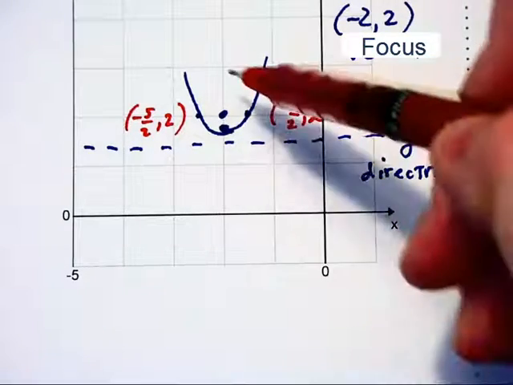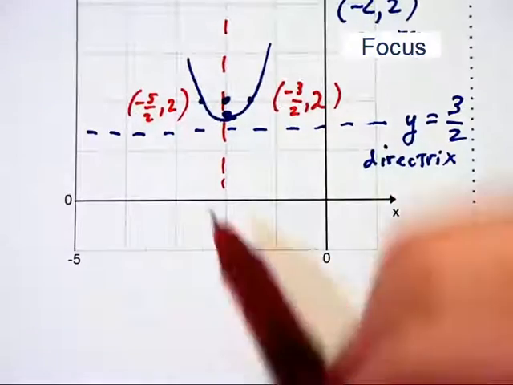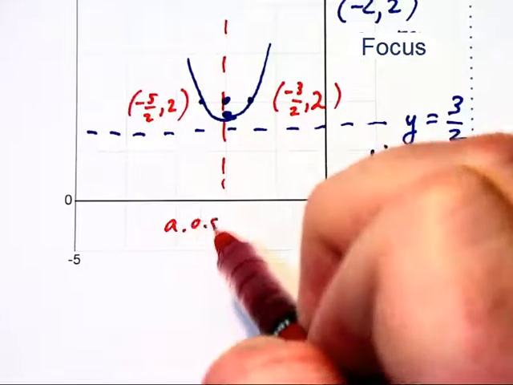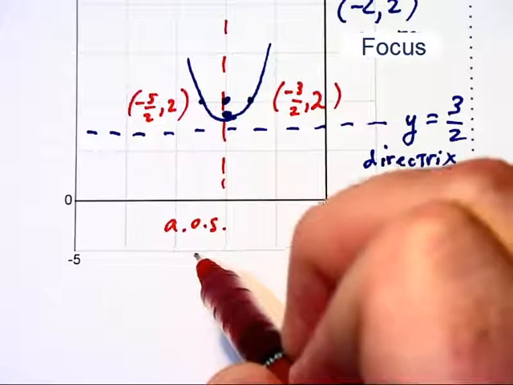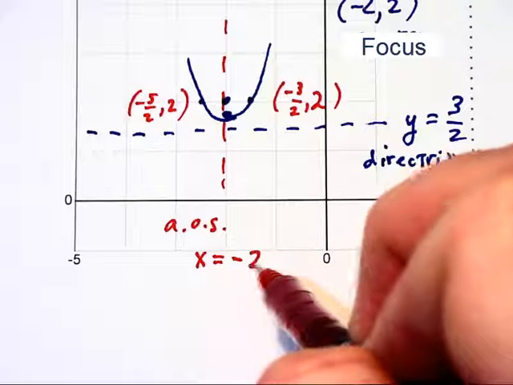And the last thing we need is the axis of symmetry, and that axis of symmetry, AOS for short, will be x equals, because it's a vertical line, x equals -2.